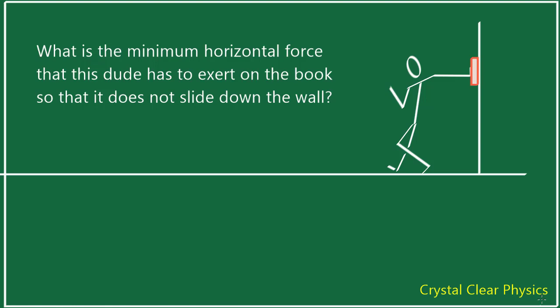Let's draw the force diagram for the book. So this is the book, and the forces acting on it are mg, force of gravity, acting straight down, which is what is trying to slide the book down along the wall.